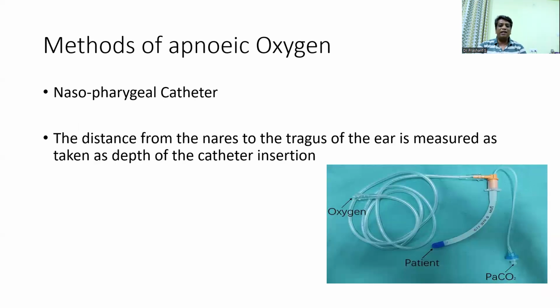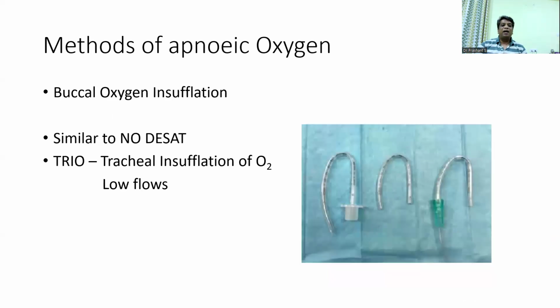In nasopharyngeal catheter, we pass a tube through the nose. Then again, the same is connected to the oxygen flow, and it is going to deliver the oxygen in and around the nasopharynx and the glottic areas. In the buccal, there is one more technique called the buccal oxygen insufflation. It is similar to that of a NO DESAT.